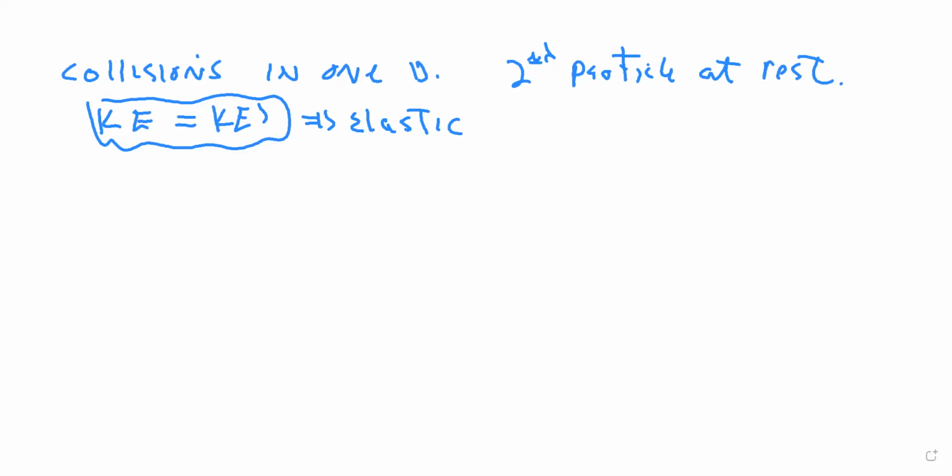Well, we have two particles. Let's call them particle one and particle two. Particle one is going this way with a positive velocity to the right, and let's call it velocity one. Particle two is at rest, so let's call it velocity two equal to 0. And they're gonna collide.